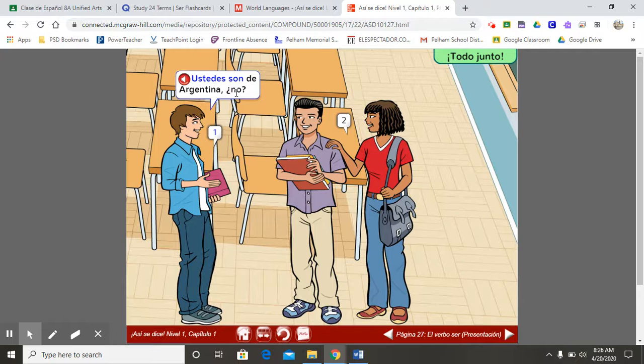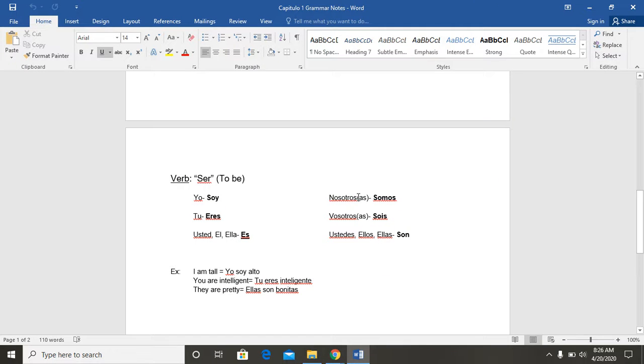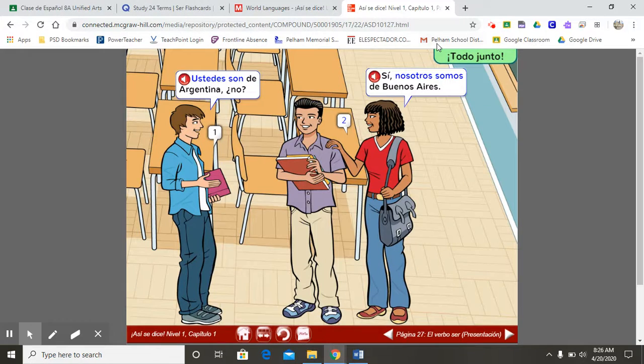"Ustedes son de Argentina, ¿no?" So it's just talking to a group of people, plural, ustedes, and they say, "Sí, nosotros somos de Buenos Aires." This form of the verb, we are, nosotros somos. Now, why did she use nosotros and not nosotras?